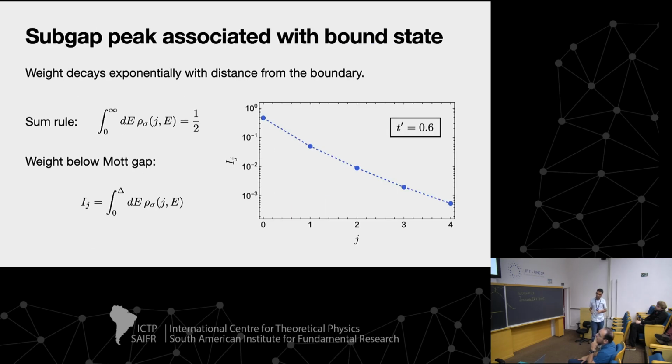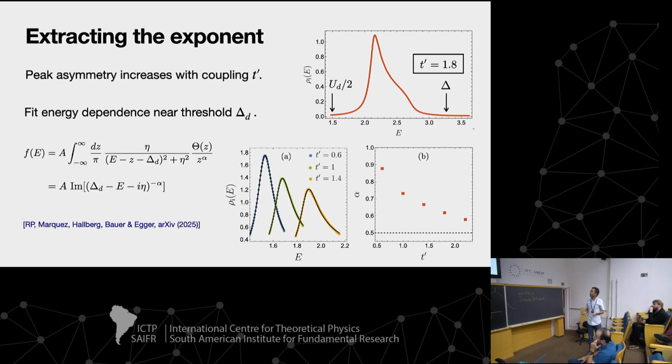We checked that this is a bound state because, as you could see in the previous plot, the weight of this subgap peak decreases with the distance from the boundary. You can just integrate the local density of states and see that it decays exponentially. So it's really related to a bound state. And we also wanted to see if we could try to extract from this data with finite energy resolution the exponent that I was talking about.